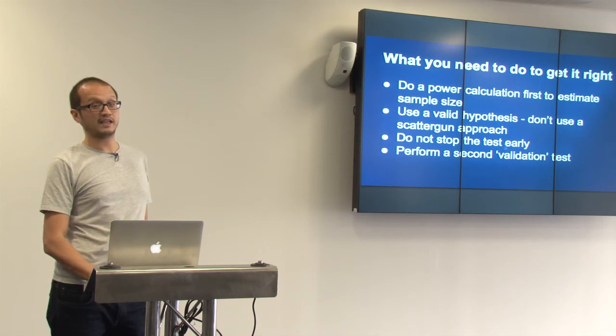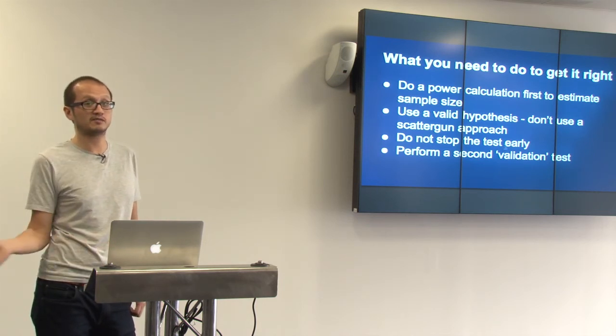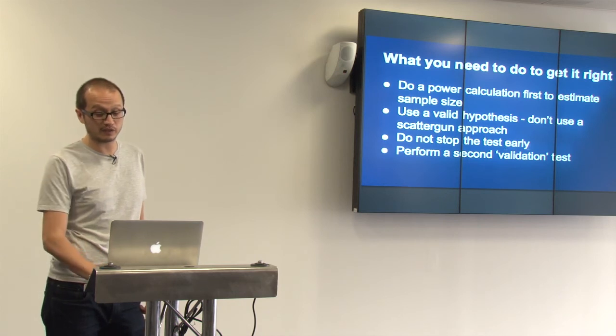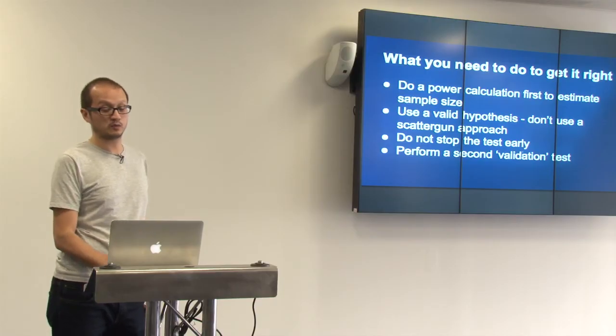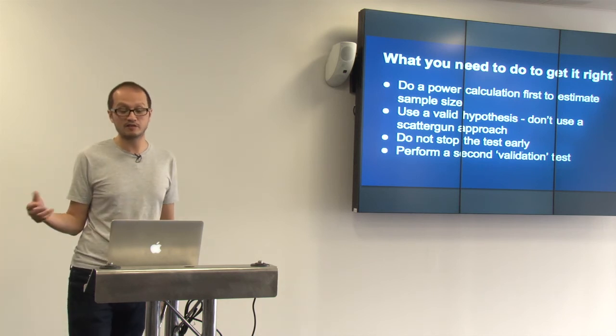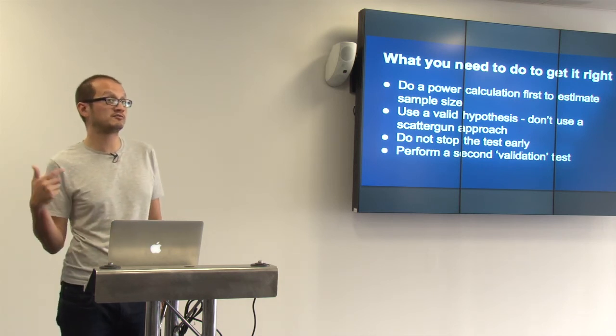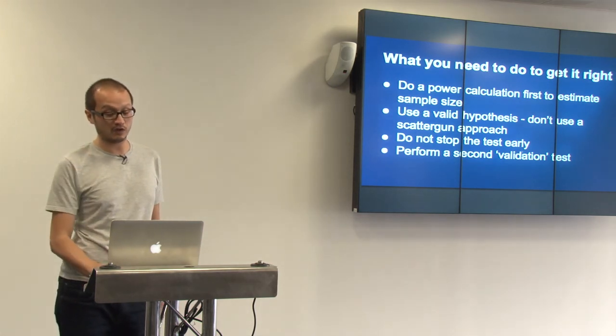Don't stop the test early. Run it to completion. It's perfectly fine to have a look at the results, but you need to wait until you have the full sample size that you started with. And then to be robust, you should perform a second validation test. This will solve all of your problems. If you're subject to any of these problems, a second validation test will reveal that the first test was just badly run or that there was a problem there.